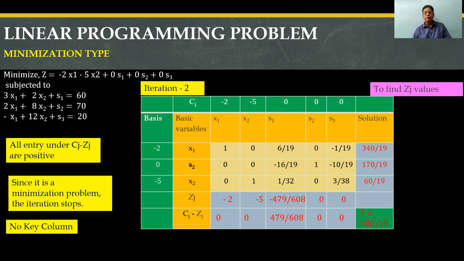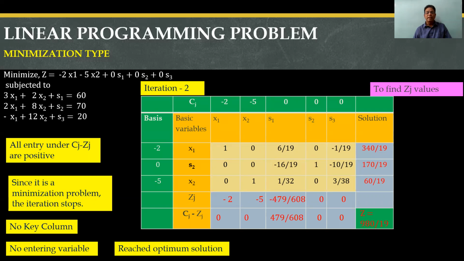Iteration will stop. Now there will not be any key column. There is no variable that will now enter the solution. So no entering variable, and it means that we have reached the optimum solution. And since we have reached the optimum solution, Z is equal to 980 by 19 is the final value of Z, or the final value of the objective function. This will come in minus, as both are minus, this will come in minus. I will explain in the next slide how this value of Z is computed.